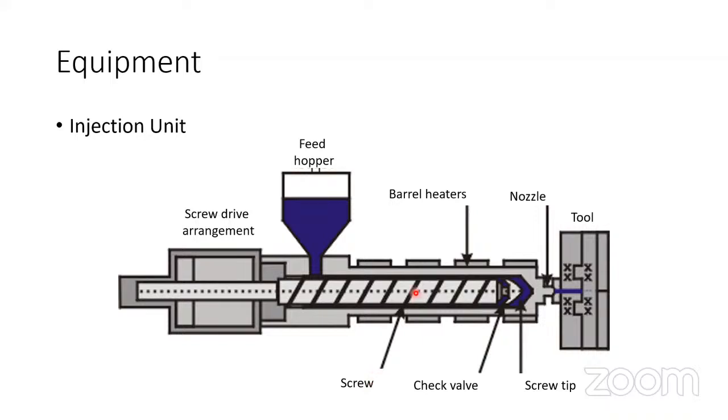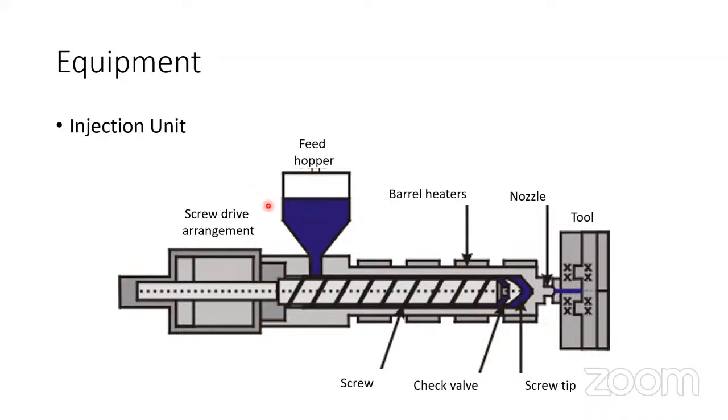This is a screw and the screw drive arrangement. This side, back side, rear side of the injection unit. And a very main, important part is a feed hopper. It's a very important part of the machine. What is the function of each part here? Let me explain you.